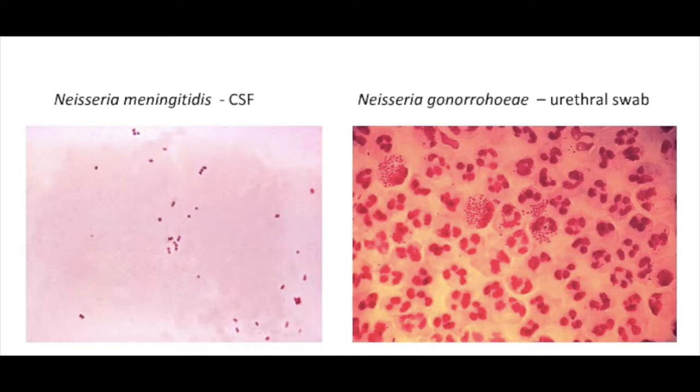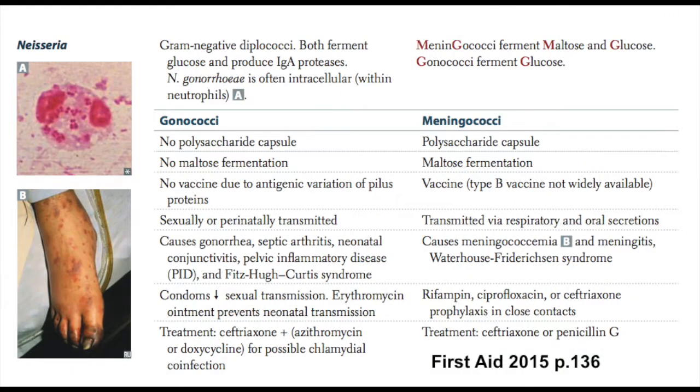Our first slide shows a picture of Neisseria meningitidis on the left, and it's from a CSF sample. So we see a couple diplococci in the middle of the screen, and the picture on the right is a picture of a urethral swab of gonorrhea. So we see tons and tons of neutrophils, and a bunch of these neutrophils have phagocytosed an enormous amount of bacterial material, and it's a little difficult to see in this picture, but they actually are diplococci as well.